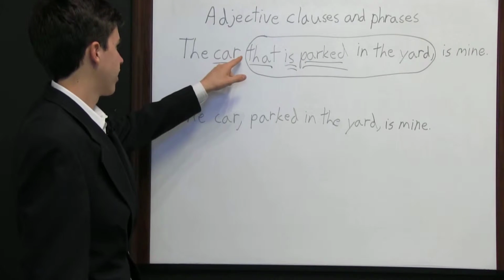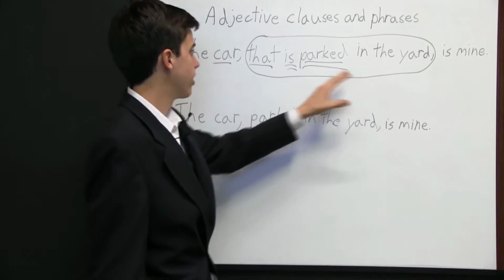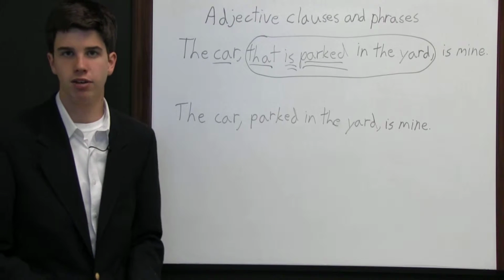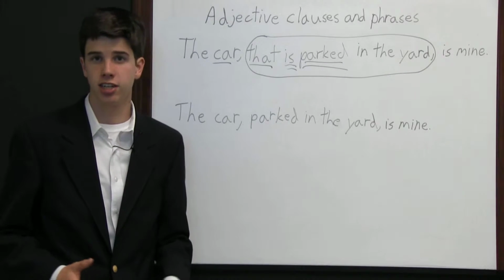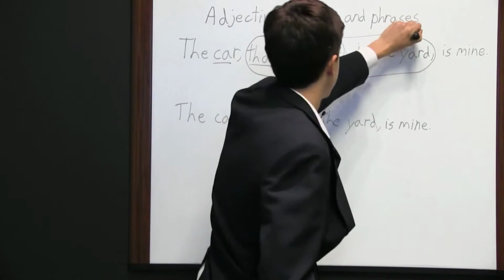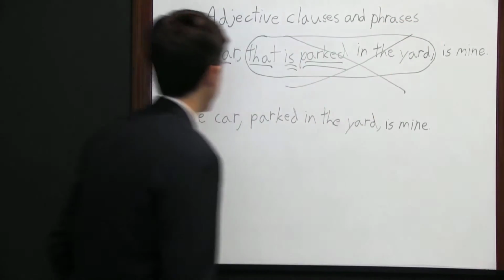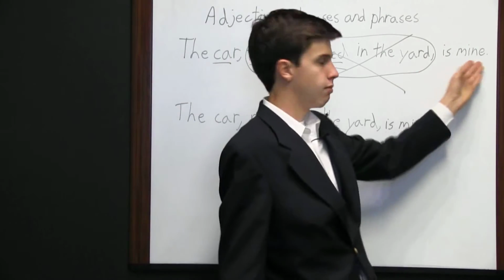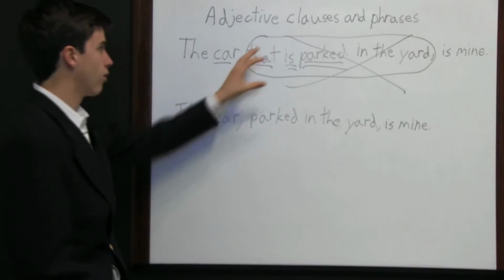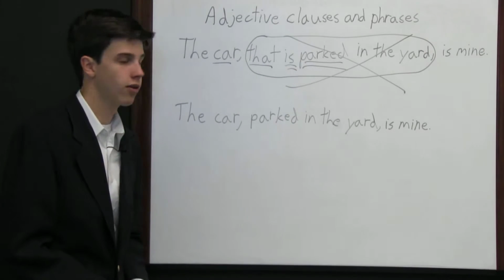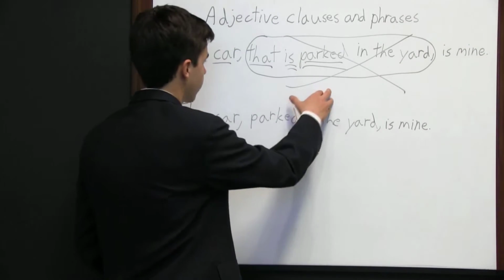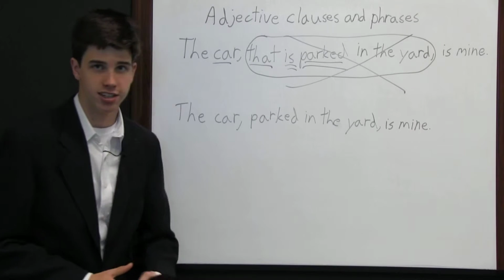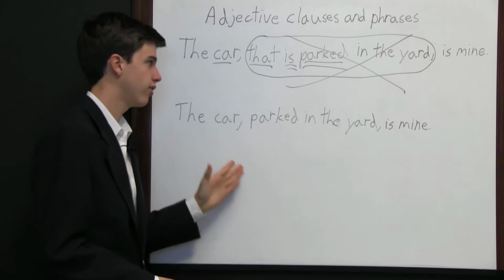Adjectives can often be removed from a sentence, and the sentence will still make sense. If you notice, this clause is marked off by two commas. And any time a group of words is marked off by two commas, it can be removed from the sentence, and the sentence will still make sense. So take a look at this. Just X this out. We don't even read that, and we just read the sentence as "The car is mine." The sentence still makes sense without this adjective clause. So that's another way to tell that this is an adjective clause, because it can be removed from the sentence.